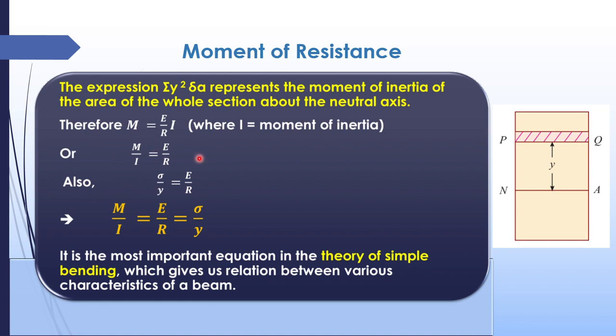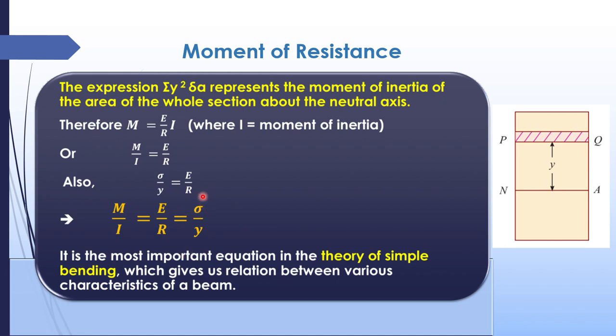In one of the previous slides, we have already derived that sigma by y is equal to E by R. So from that we can write M by I is equal to E by R is equal to sigma by y. This equation is known as the equation for theory of simple bending. This equation is very much important in your syllabus. You have to study the derivation of this particular equation.